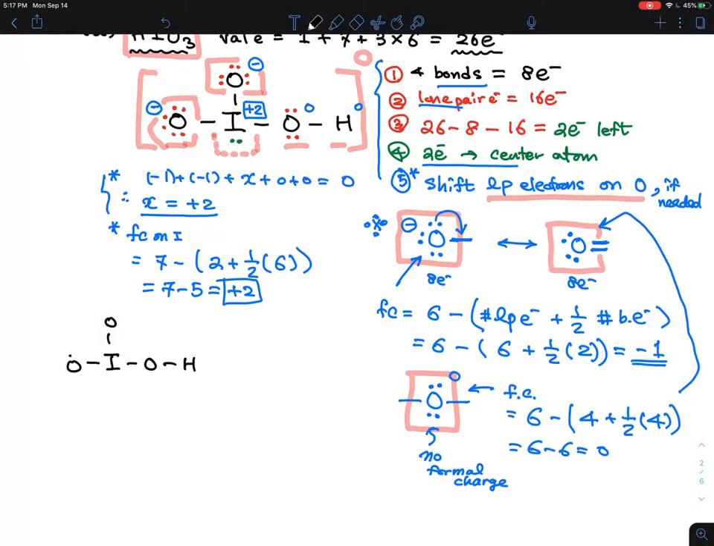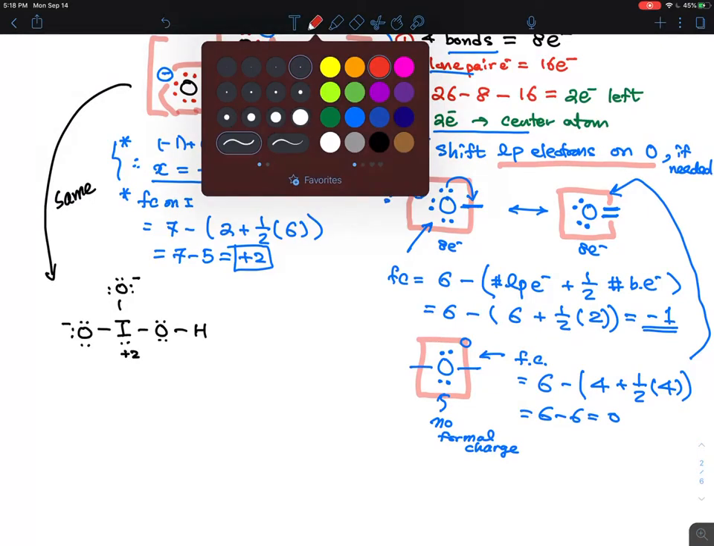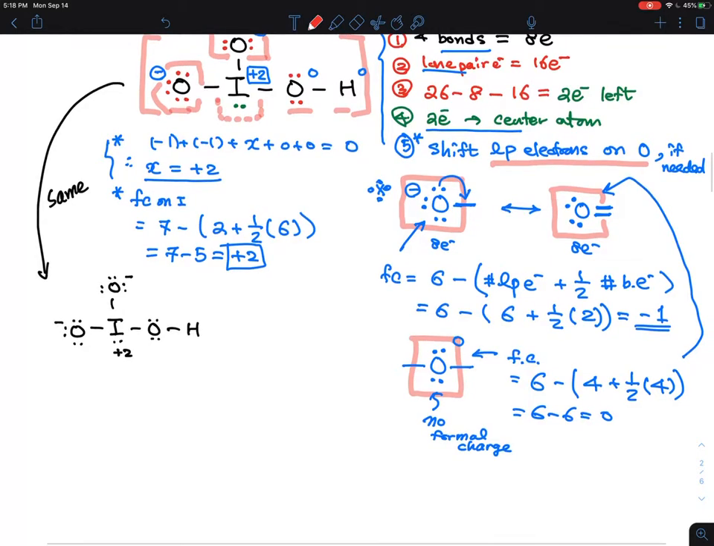Make the bond. Put all the lone pairs outside. You find that there are 2 electrons on the inside. And then you find this is a -1, -1, and this is a +2, right? So this is essentially the same as above. And then what you can do is, like I mentioned in number 5, shift the lone pair electrons.